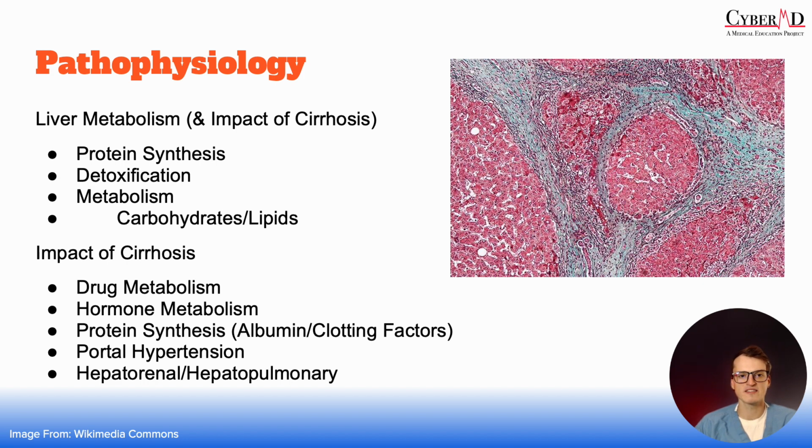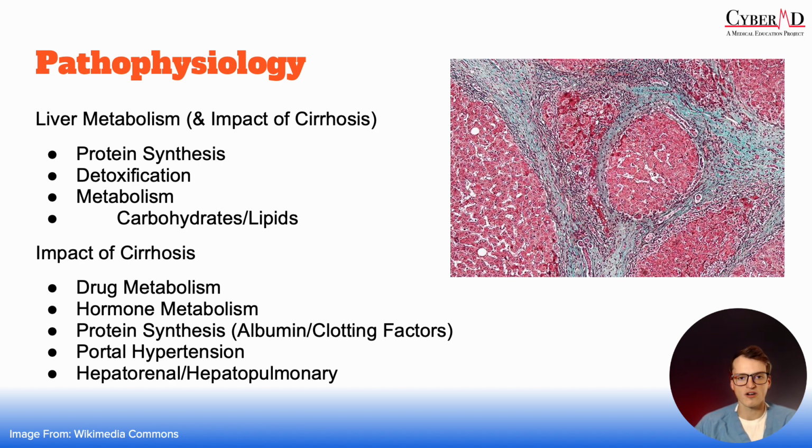For example, impaired metabolism of estrogen can lead to features like gynecomastia and spider angiomas in men. For protein synthesis, as mentioned, the cirrhotic liver basically has a reduced ability to synthesize albumin and clotting factors. We have portal hypertension, which is a very, very well-known impact of cirrhosis.